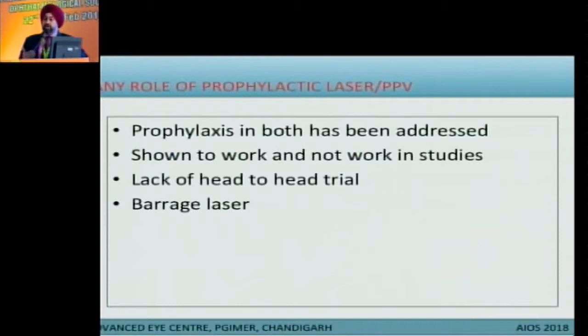There is an entity called barrage laser. When we talk of a barrage laser, we remember our PG days, there is an RD called subclinical RD, the RD beyond the equator. So if you have a localized retinal detachment, you go locally and do a barrage laser around it and just wish that it doesn't come down. This is what we have been doing, and we do it in such cases also. So there is a role of a barrage laser in case of subclinical RDs. So now we move on to the surgeries.